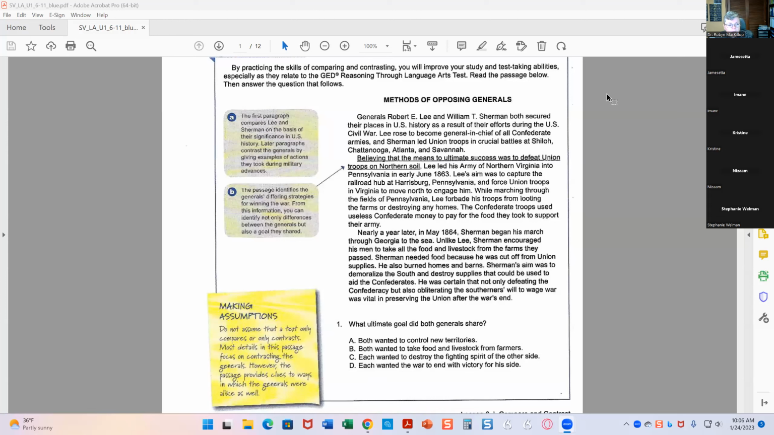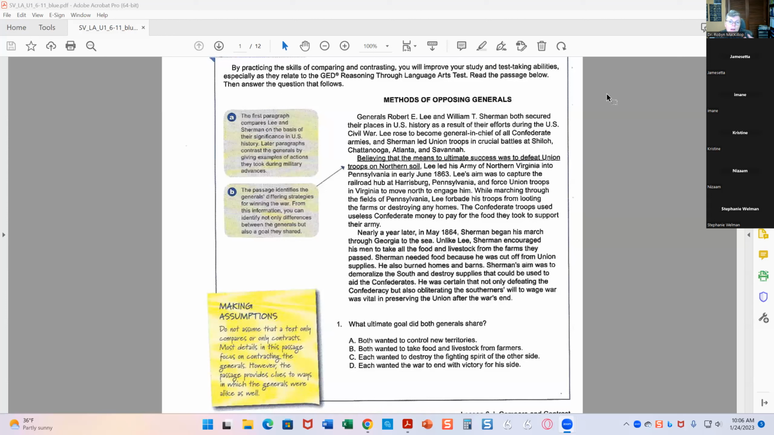Nearly a year later, in May of '64, Sherman began his march through Georgia to the sea. Unlike Lee, Sherman encouraged his men to take all the food and livestock from the farms they passed. Sherman needed food because he was cut off from Union supplies. He also burned homes and barns. Sherman's aim was to demoralize the South and destroy supplies that could be used to aid the Confederates. He was certain that not only defeating the Confederacy, but also obliterating the Southerners' will to wage war was vital in preserving the Union after the war's end.